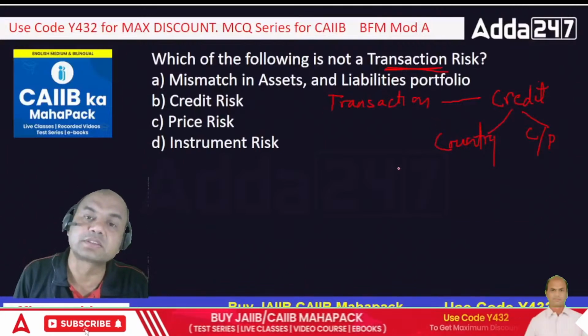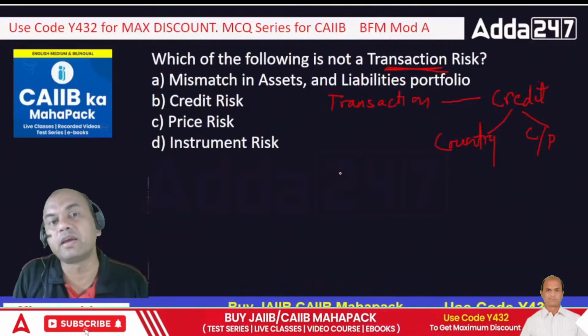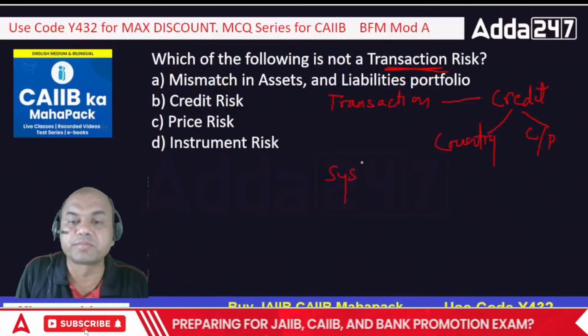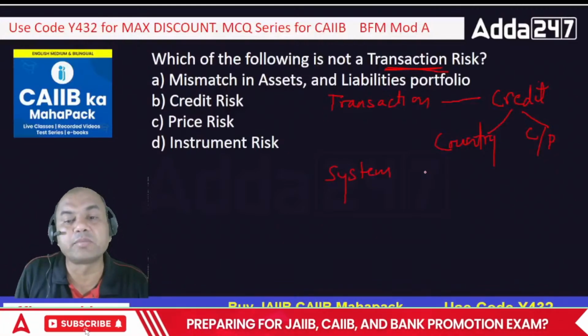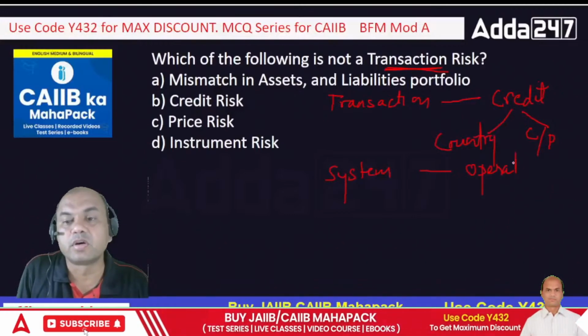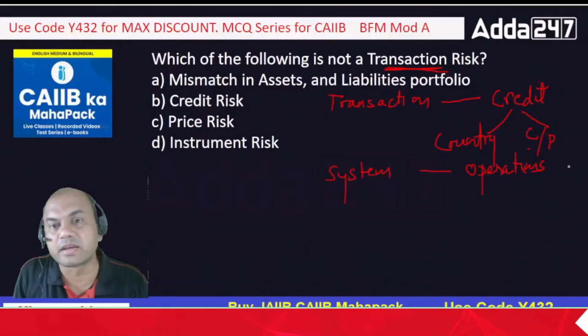What can be the other risk? Suppose I do the transaction but my system doesn't work. That can be operations risk. So it can be anything.